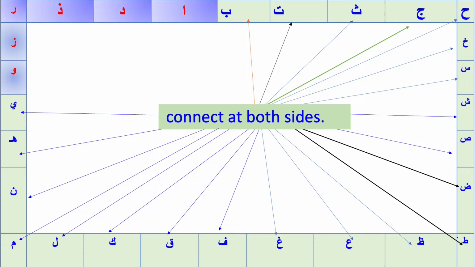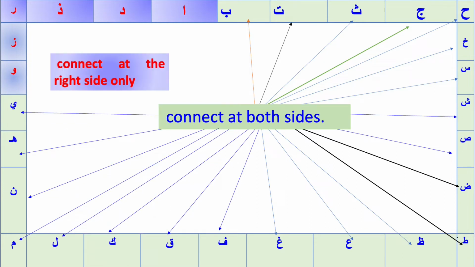This is one group. The second group is the one that can only connect with the letter to their right hand side, where we have alif, dal, dal, ra, zay, waw. So we'll keep this slide all along the lesson so that we can always refer to these letters. Whenever we need any of those letters, we can easily remind ourselves that this is a letter that can connect to the right and left, and this is a letter that can only connect to the right hand side.